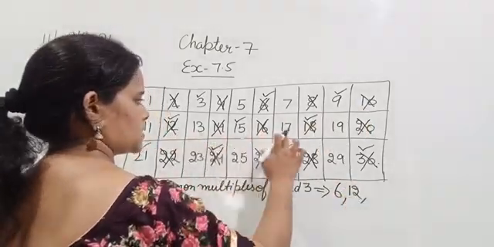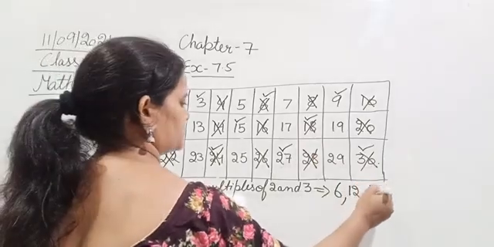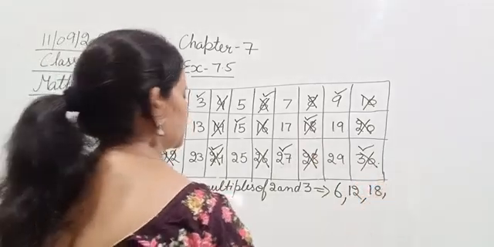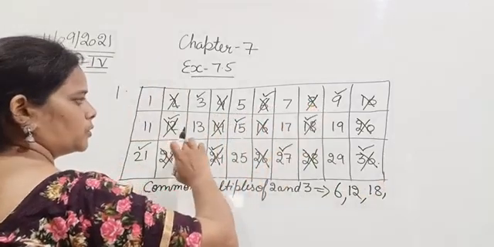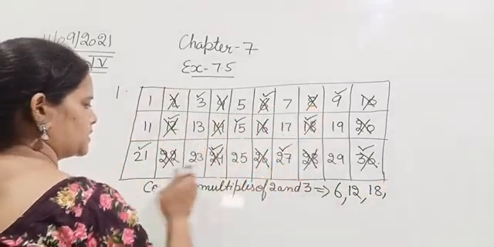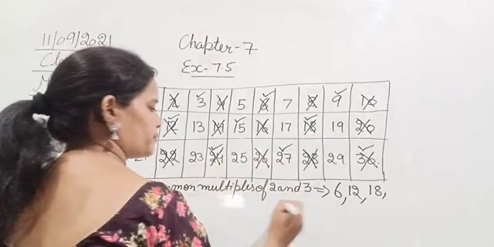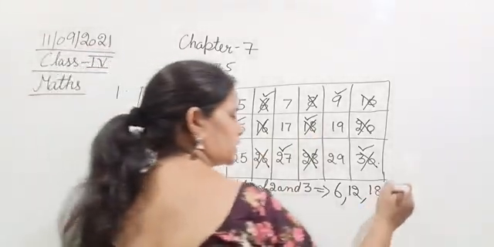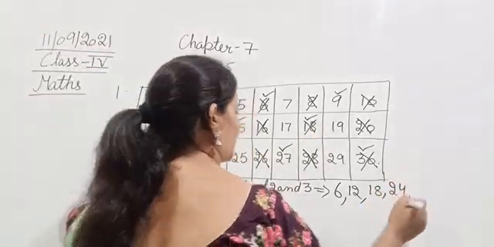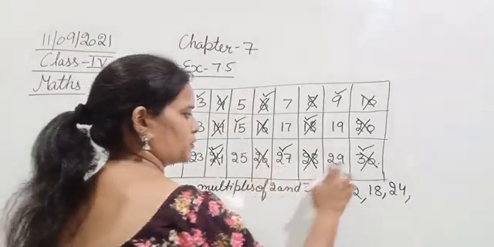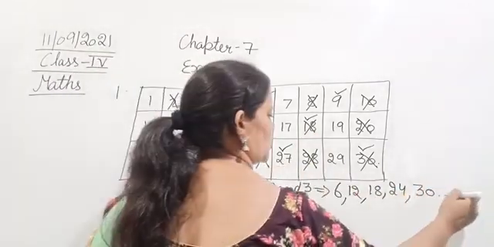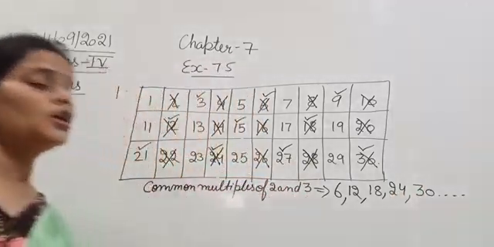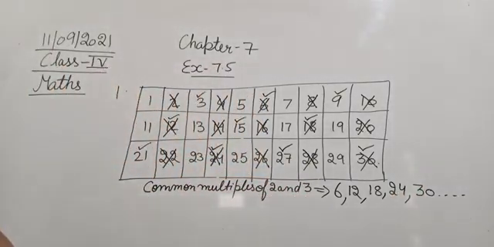After this 18, after this 24 and after 24 that is 30. So these all are the common multiples of 2 and 3.